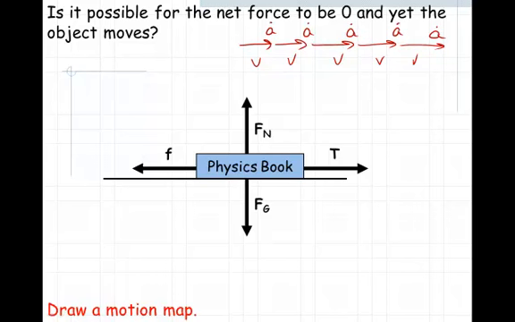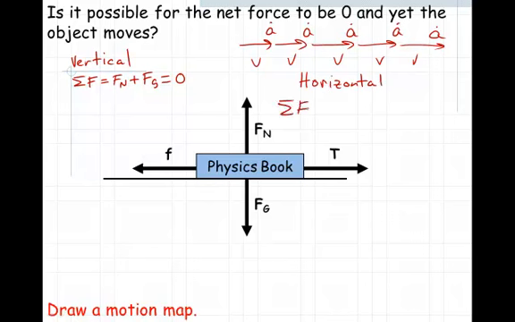So the object was moving to the right. If we looked in the vertical direction, we know that the sum of the forces in that direction, the normal force plus the force due to gravity, were equal to 0. We already mentioned that in the vertical, but now if we look in the horizontal, like we drew the motion map for, in the horizontal, the sum of the forces are once again equal to 0.